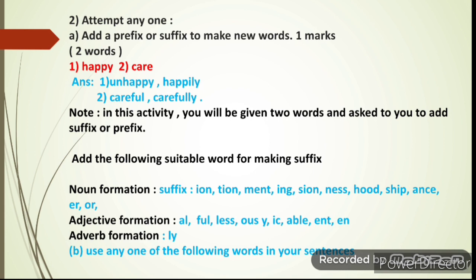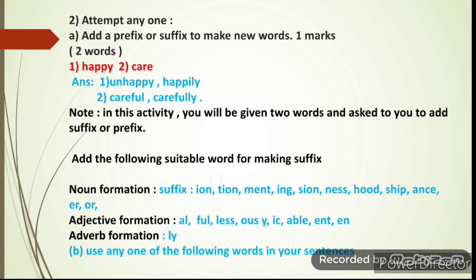Question 2. Attempt any one. A. Add a prefix or suffix to make new words. It is for 1 mark. Two words will be given and you are asked to add a suffix or prefix. For example, happy, care. Answer: unhappy or happily. Second, care. Answer: careful, carefully, careless. For making a suffix, add the following letters at the end of the given word.